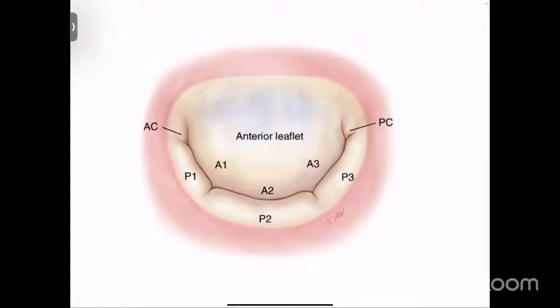Now, the size of the scallops of the posterior leaflets differs, the largest being the middle scallop, the P2, and the smallest is the P1. Due to the large surface area of the P2, it is exposed to a higher stress. That's why it has a higher frequency of prolapse compared to the P1 and the P3, which have much smaller surface area.